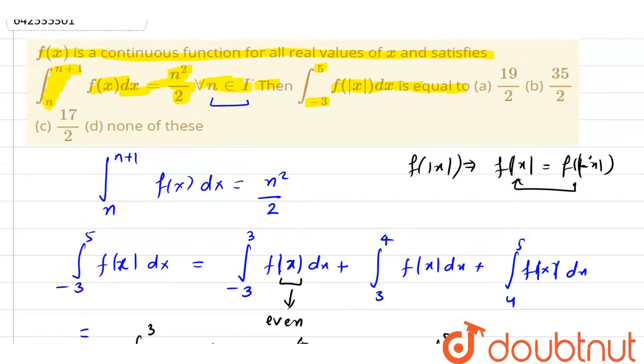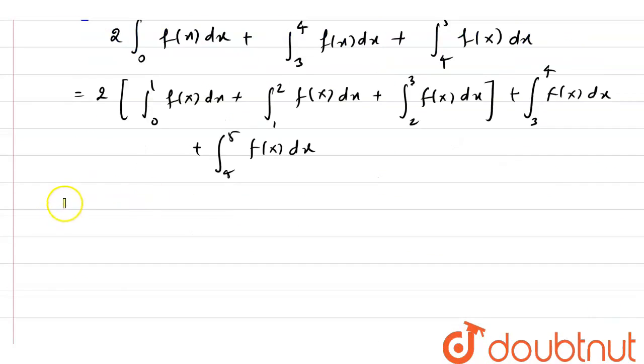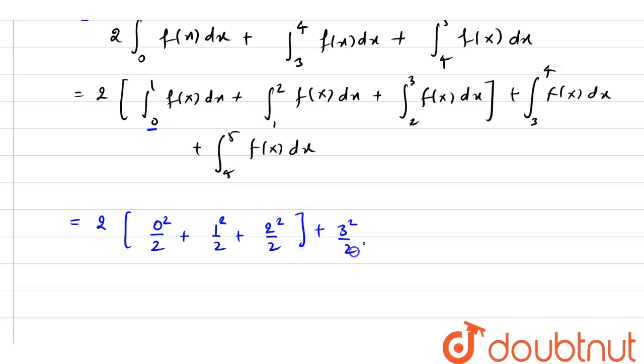Now by using this property, which property? Let me show you this property. Whenever we have consecutive numbers, then the integral of f(x) will become n square by 2, right? So in the above step we have here n is 0 and n plus 1 is 1, so I can write this as 0 square by 2. Next I can write 1 square by 2, then 2 square by 2, then 3 square by 2, and finally 4 square by 2.